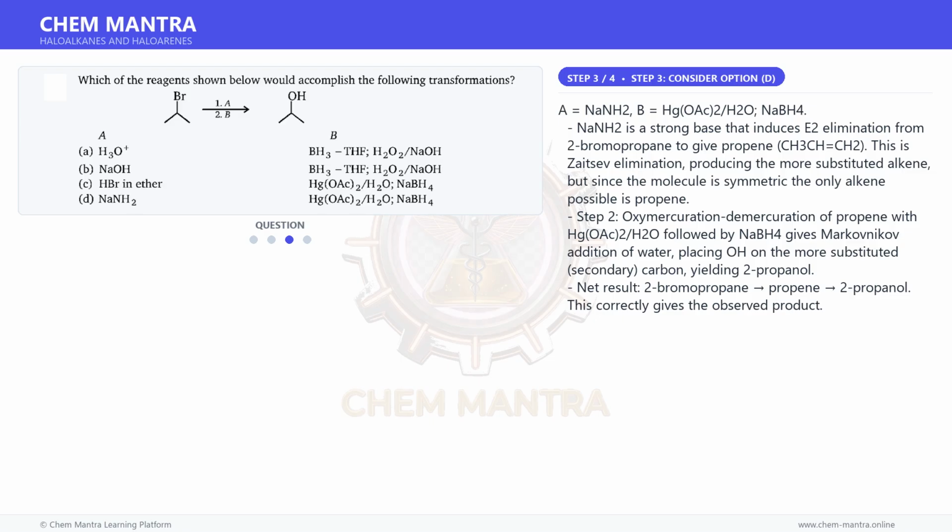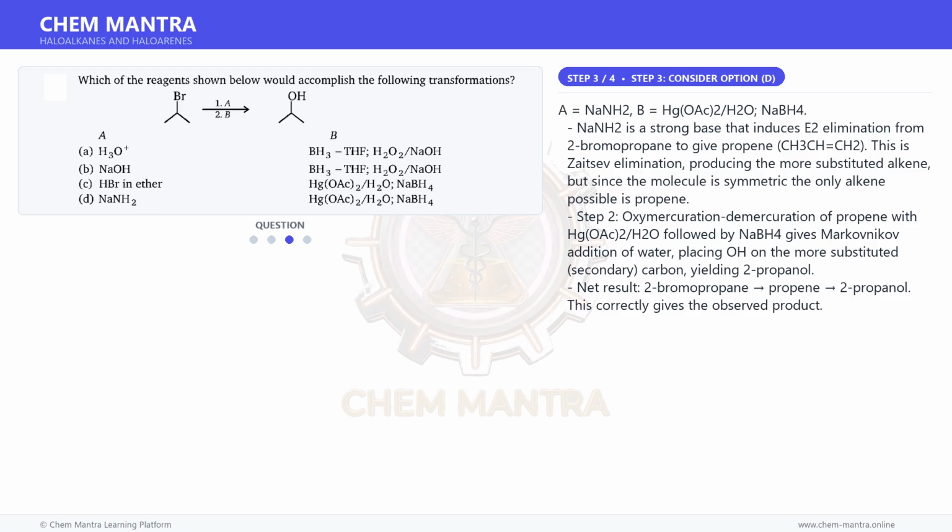NaNH2 is a strong base that induces E2 elimination from 2-bromopropane to give propene, CH3CH=CH2. This is Zaitsev elimination, producing the more substituted alkene, but since the molecule is symmetric, the only alkene possible is propene.